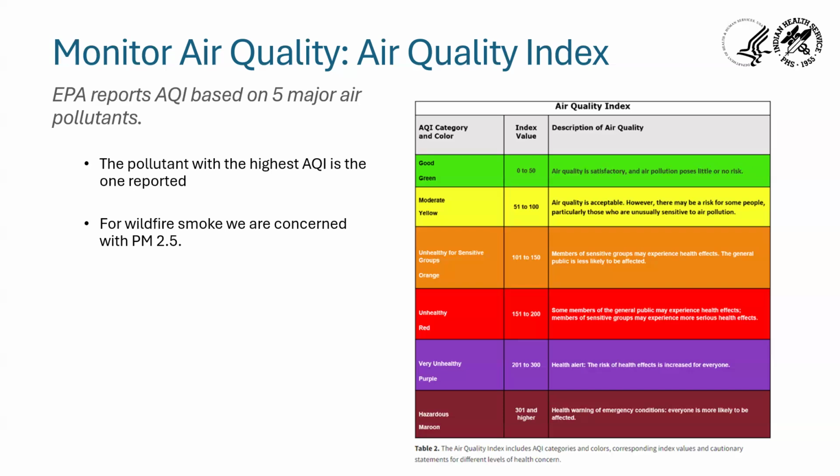It's color coded from green to maroon. Maroon is hazardous, AQI 300 or higher. Good is 0 to 50, moderate is 51 to 100, unhealthy for sensitive groups is 101 to 150, unhealthy is 151 to 200, and very unhealthy is 201 to 300. Each one of these categories has different recommendations for healthy individuals and sensitive groups.